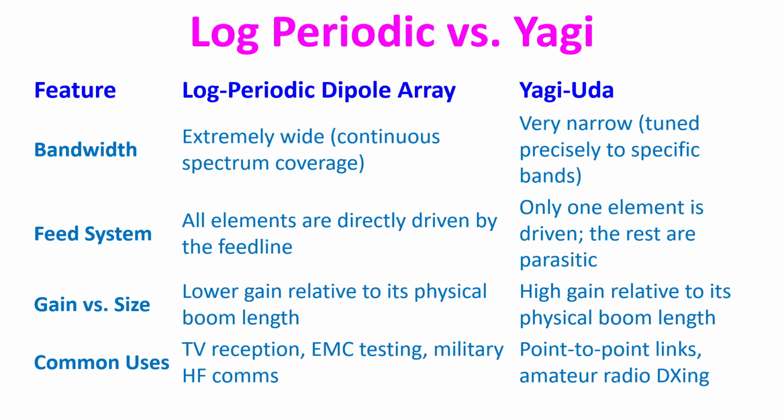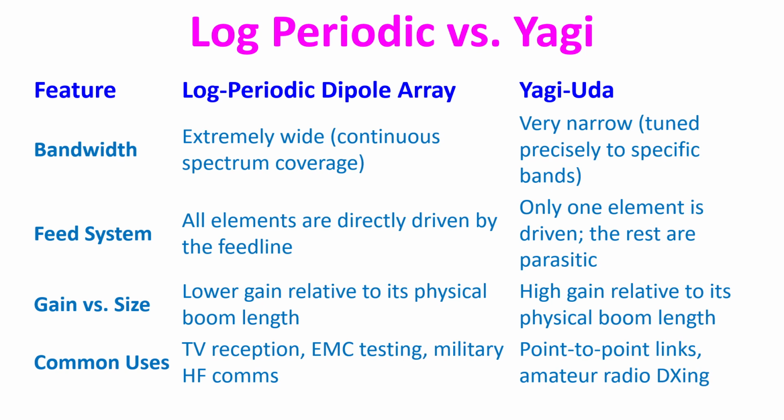Common uses. The log periodic dipole array is used in TV reception because multiple channels have to be received with the same antenna. Electromagnetic compatibility testing, that is, any electrical device has to be shown that it does not produce electromagnetic interference to other devices, or that it does not suffer from other devices as well. This is mandatory testing before a device is marketed. For that, you need to monitor a large spectrum and need an antenna like a log periodic dipole array.